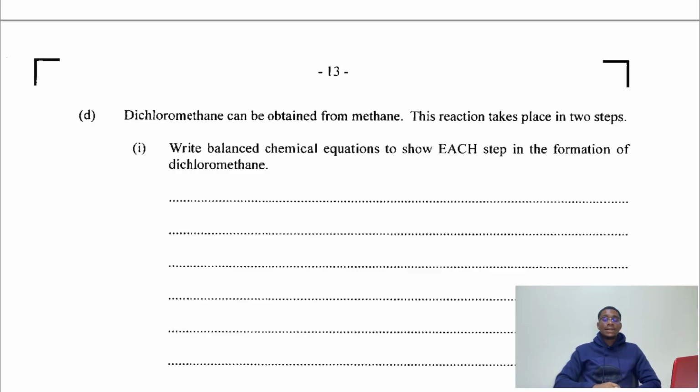Dichloromethane can be obtained from methane. This reaction takes place in 2 steps, and they want us to write a balanced chemical equation to show each step in the formation of dichloromethane. So question D says that dichloromethane can be obtained from methane, and this reaction takes place in 2 steps. Now, D1 says write a balanced chemical equation to show each step in the formation of dichloromethane.